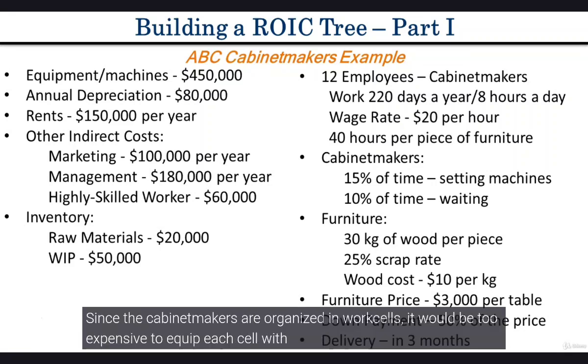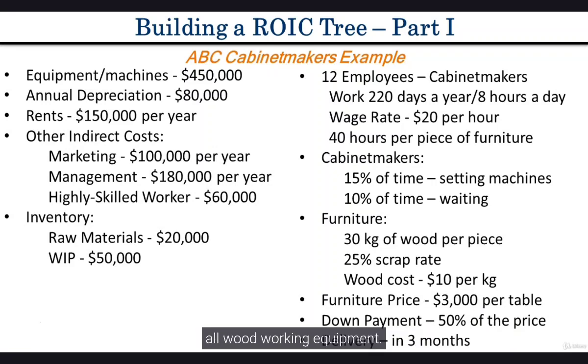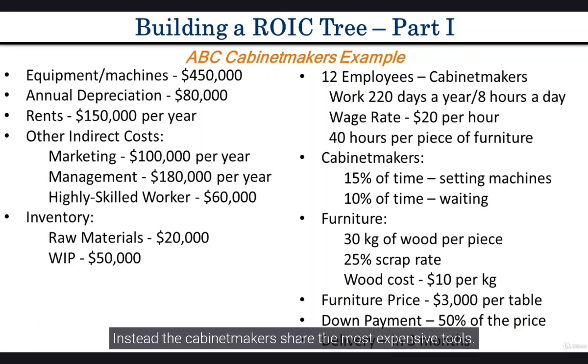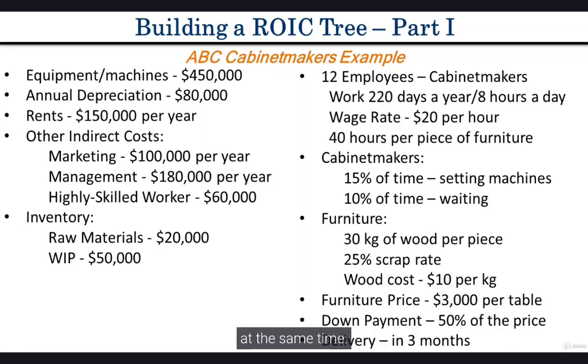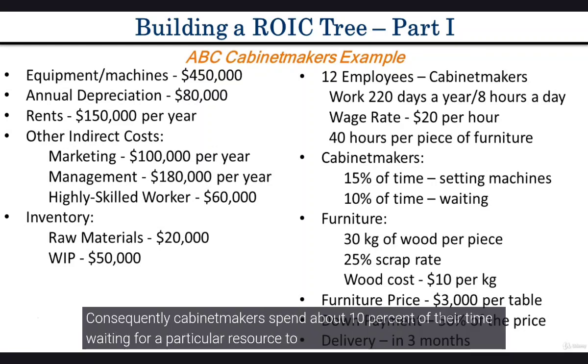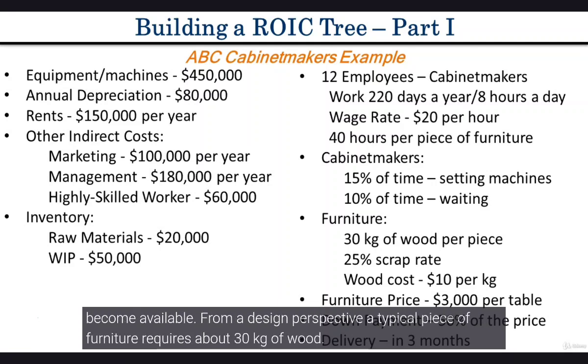Since the cabinet makers are organized in work cells, it would be too expensive to equip each cell with all woodworking equipment. Instead, the cabinet makers share the most expensive tools. This leads to an occasional delay if multiple cabinet makers need access to the same unit of equipment at the same time. Consequently, cabinet makers spend about 10% of their time waiting for a particular resource to become available.